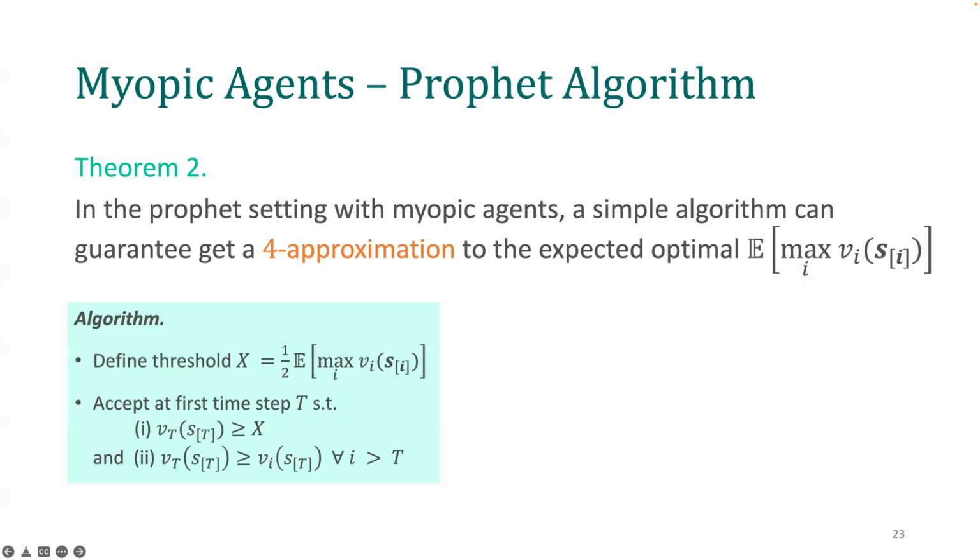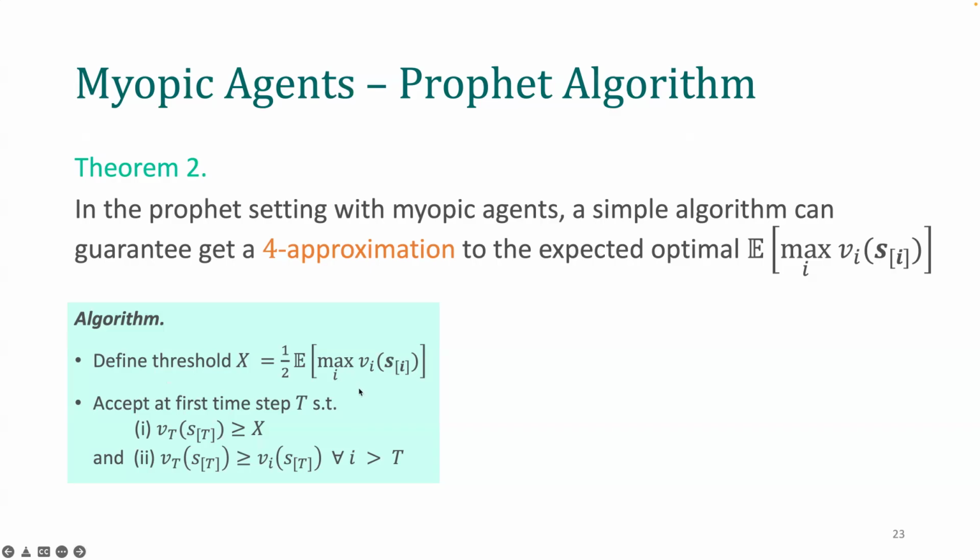Again, the theorem is that we are going to get a 4 approximation using an online algorithm compared to the expected offline optimal. And note that because we are in the myopic setting, the expected offline optimal also only considers the myopic value of the agents, right? Because the agents' values always only depend on the signals so far.